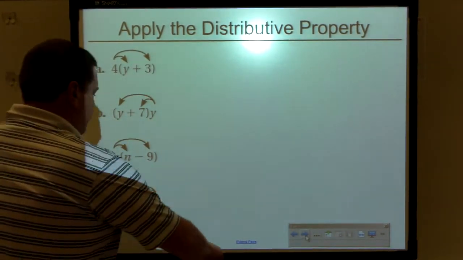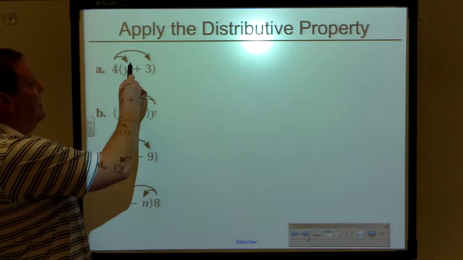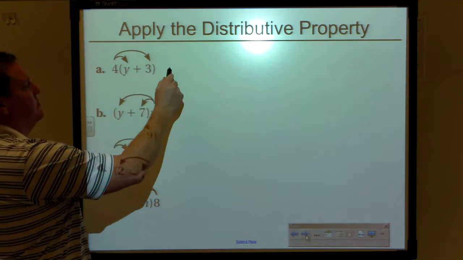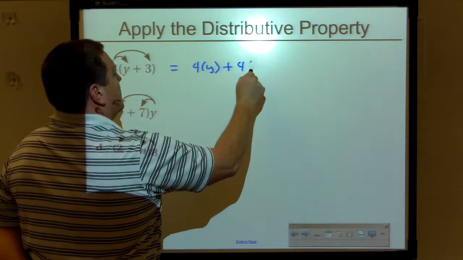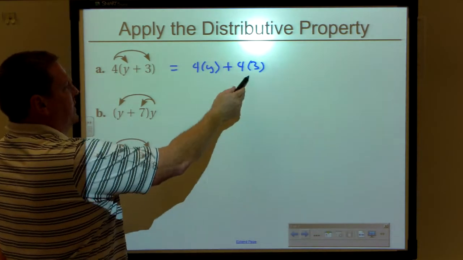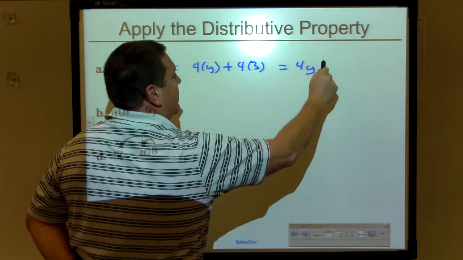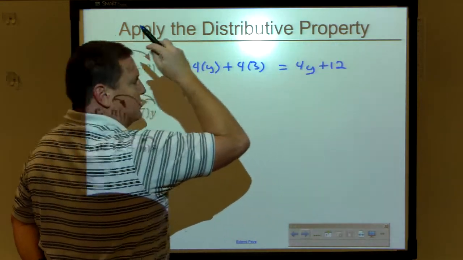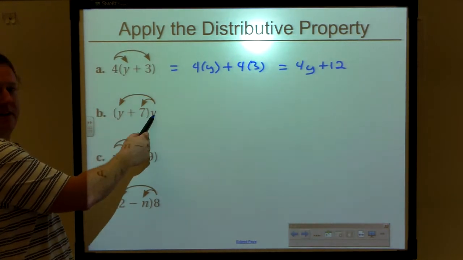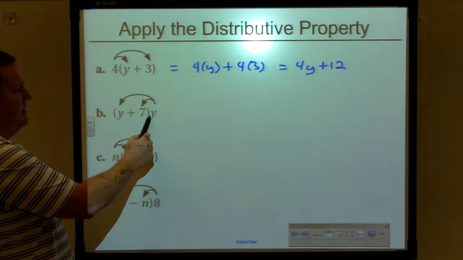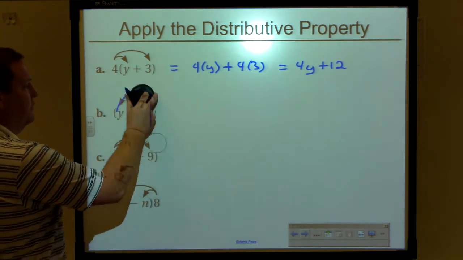Now we're going to actually distribute. Remember, we're taking the number on the outside and multiplying it with each of these terms. So the first thing here would be 4 times y plus 4 times 3. That's one equivalent equation. And then we can simplify it a little bit further. 4y plus 12. And it doesn't matter if your number on the outside is in the front or the back. This still means multiplication.